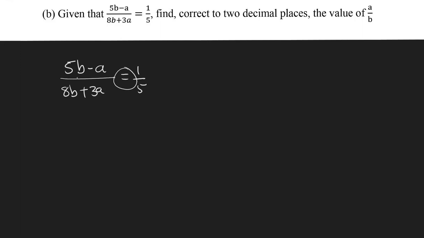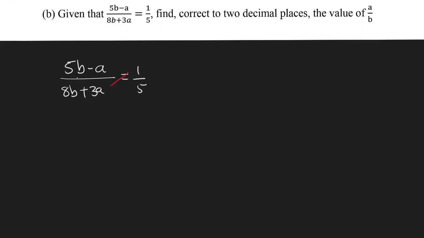All right. Question 2b says that given that (5b minus a) over (8b plus 3a) is equals to 1 over 5, find, correct to 2 decimal places, the value of a over b. So how are we going to approach this? The first thing to do is to cross multiply because there's an equality sign between the fractions.